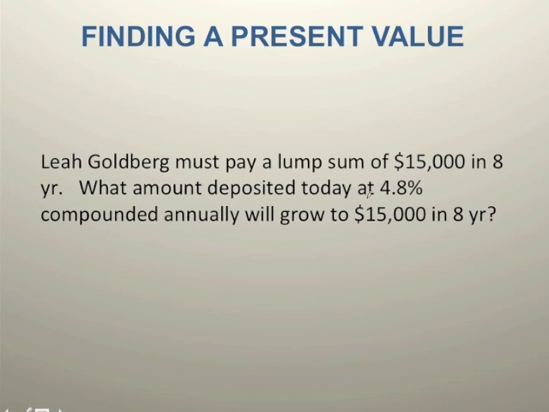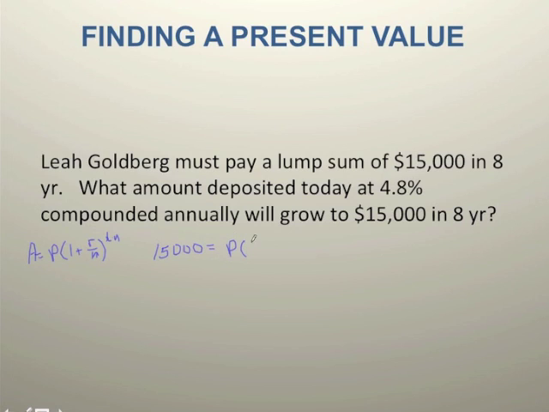Goldberg must pay a lump sum of $15,000 in 8 years. What amount deposited today at 4.8% compounded annually will grow to that $15,000 in 8 years? Well, we're still using the same formula, A equals P times 1 plus R over N to the T times N. What amount deposited today? So it's the principal amount we don't know. We know that we want $15,000.